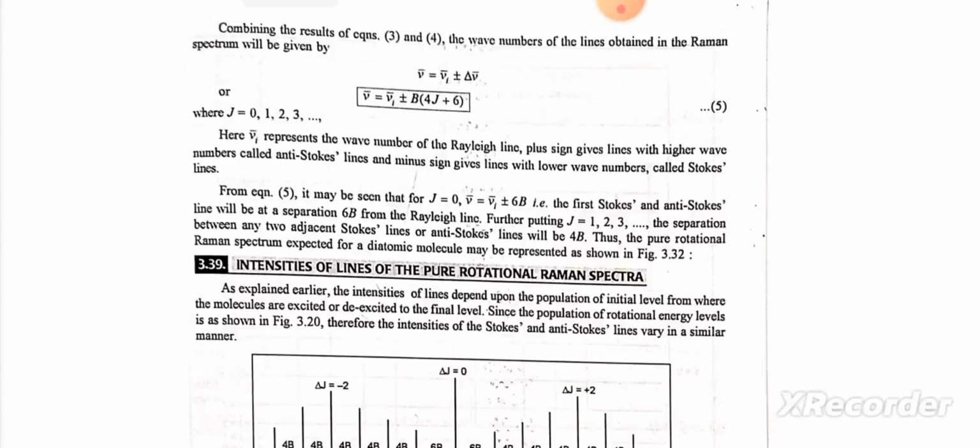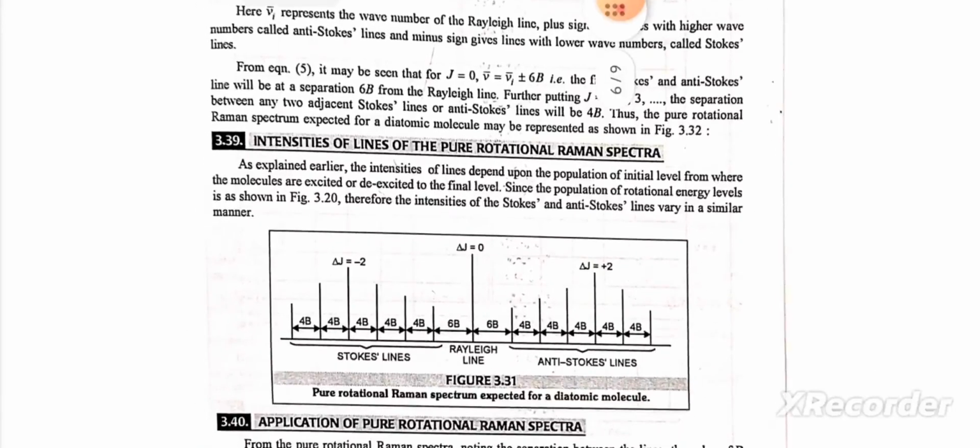From equation 5, it may be seen that for J is equal to 0, mu bar is equal to mu I bar plus or minus 6B, that is, the first Stokes and anti-Stokes lines will be at a separation of 6B from the Rayleigh line. Further, putting J is equal to 1, 2, 3 and so on, the separation between any two adjacent Stokes lines or any two adjacent anti-Stokes lines will be 4B. Thus, the pure rotational Raman spectrum expected for a diatomic molecule may be represented as shown in figure 3.32.